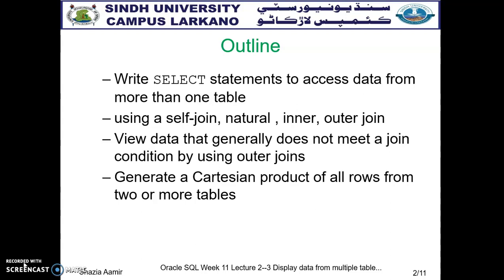Second, using self join, natural join, inner join and outer join, you will retrieve the data from multiple tables. Then view data that generally does not meet a join condition by using outer join. Then generate a Cartesian product of all rows from two or more tables.